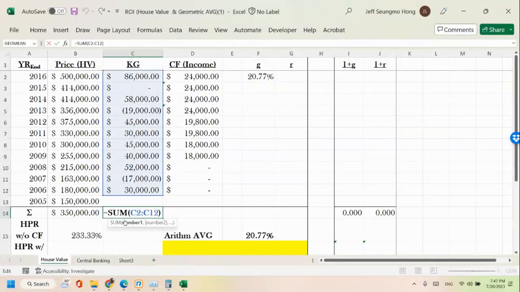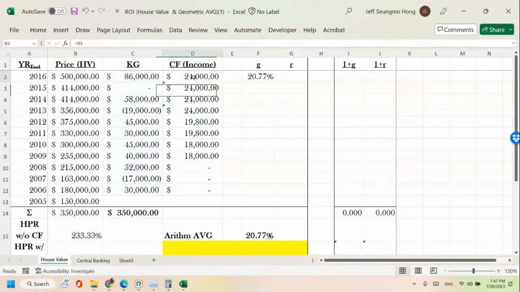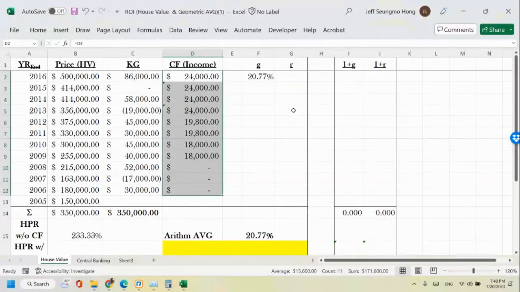Now, here I have already built in a sum command, summing everything in this column, C2 through C12. So the same thing. Now, the income: these are initial data, because this had to be given. So it's initial data, right?